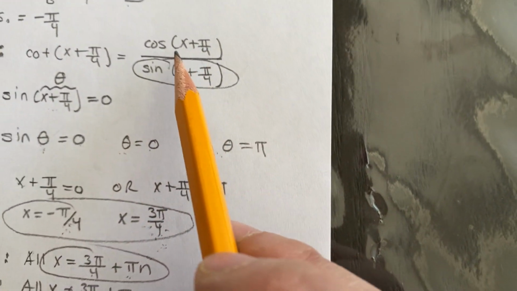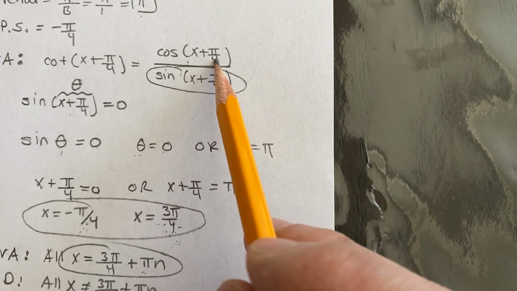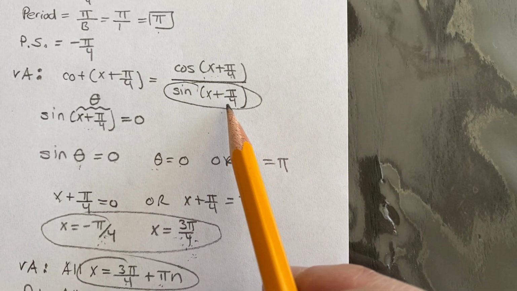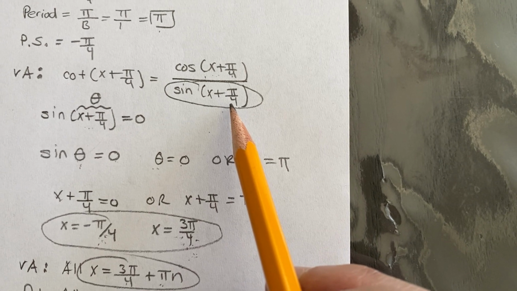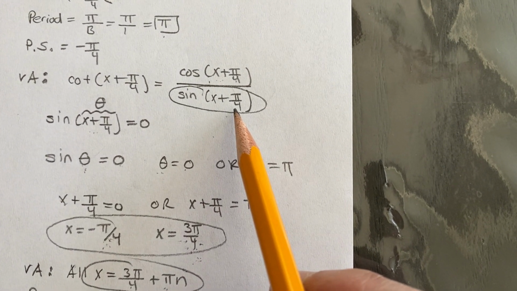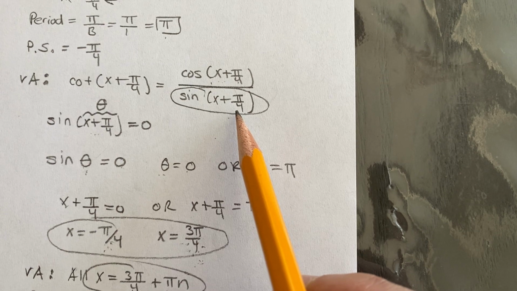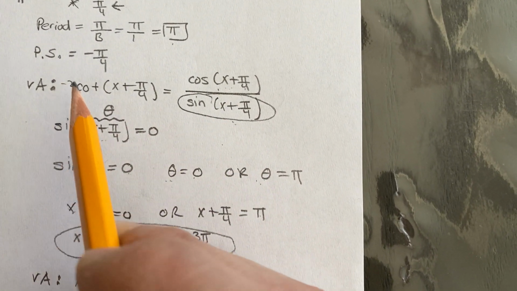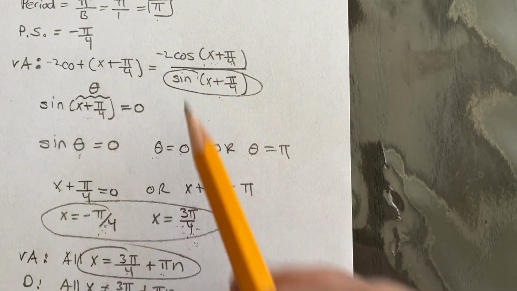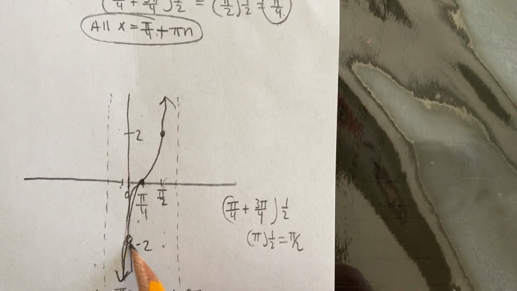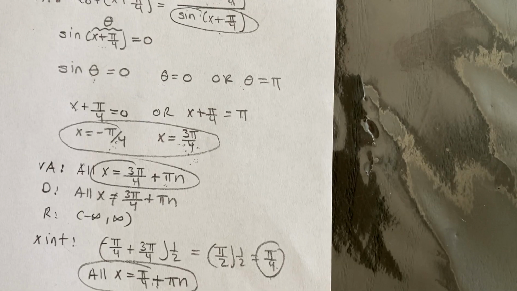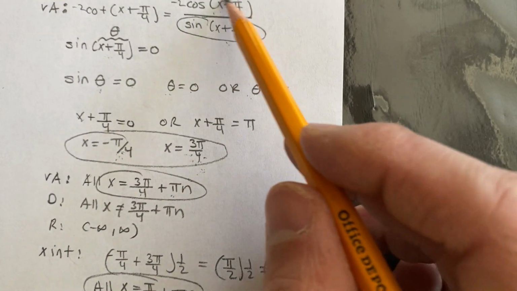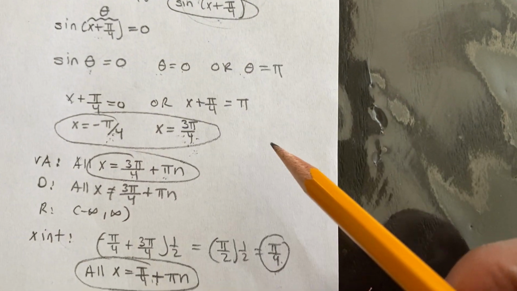Okay, so if I plug in 0, cosine of pi over 4 is √2 over 2. Sine of pi over 4 is also √2 over 2. And so √2 over 2 over √2 over 2 is just 1. And of course, we have the -2 over here, so you would be at -2. Likewise, if you plug in positive pi over 2 into this expression, you would end up with +2. I believe the ratio you should get is -1.